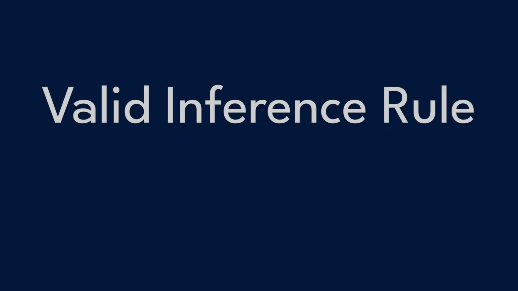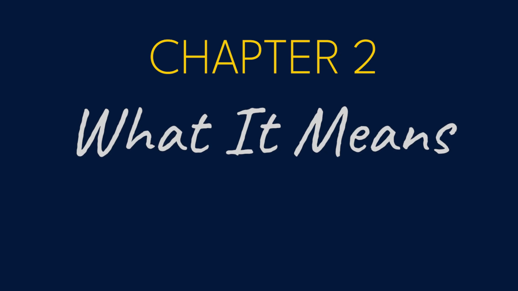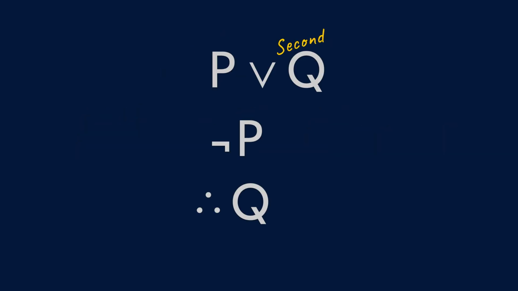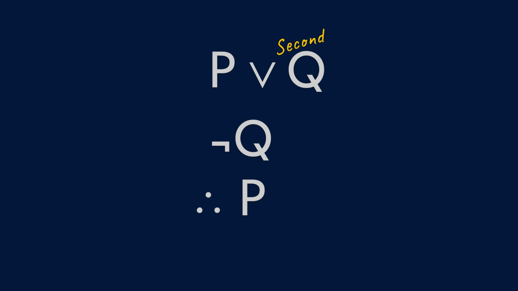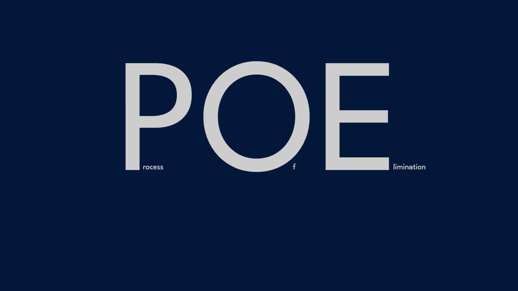Disjunctive syllogism is a valid inference rule that looks like this. Either P or Q, not P. Therefore, Q. The model shows a pattern, a form. Either the first thing or the second thing, not the first thing. Therefore, the second thing. Alternatively, either the first thing or the second thing, not the second thing, therefore, the first thing. Think of it as the process of elimination.